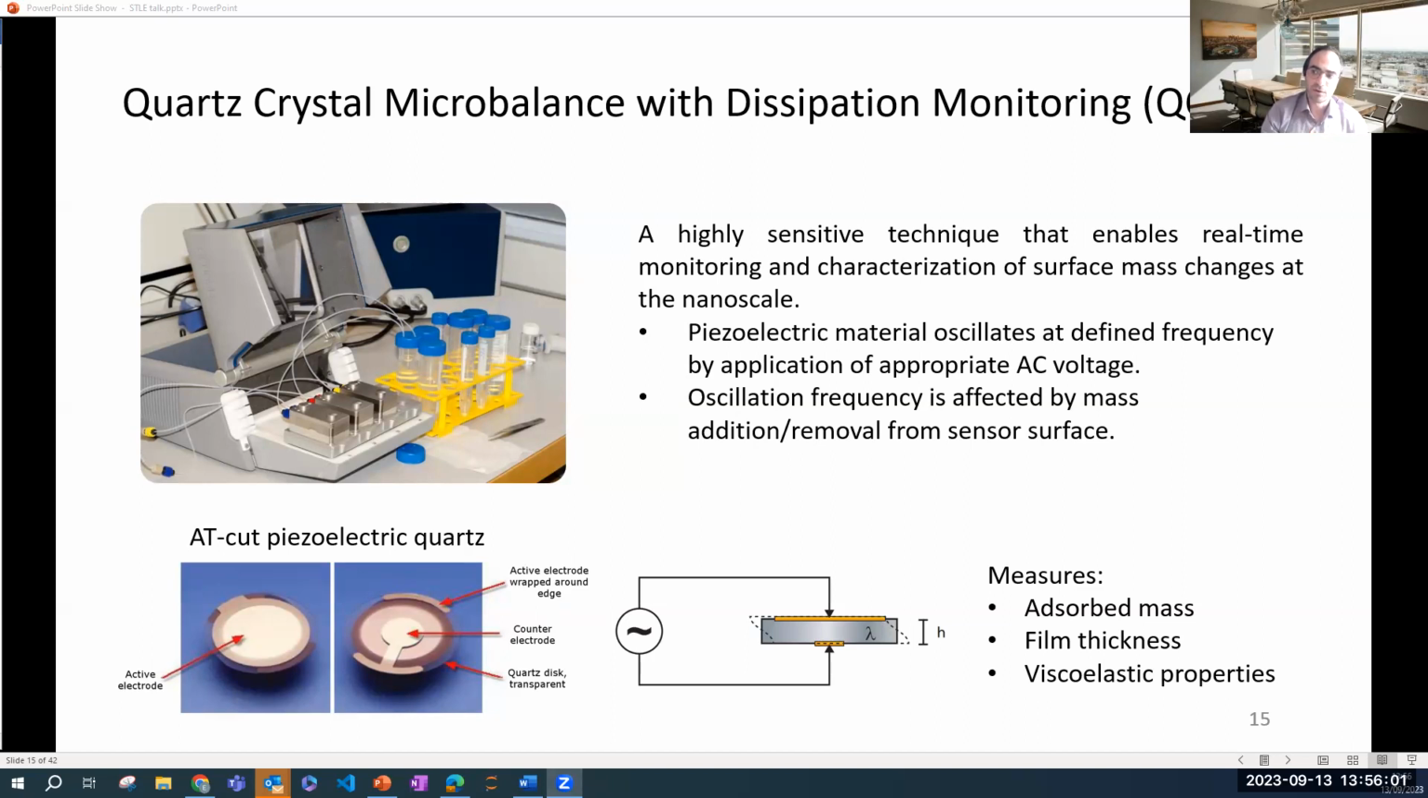And from that difference, you calculate how much mass is adsorbed. It also gives information about film thickness and the viscoelastic properties of the adsorbed film. It's a very useful tool to see what's on the surface at this scale.